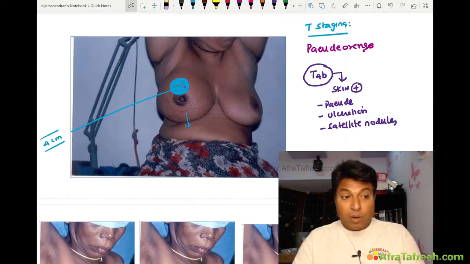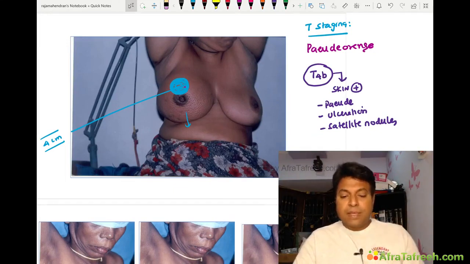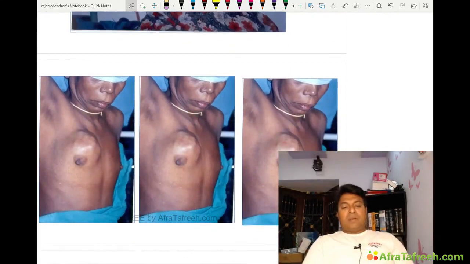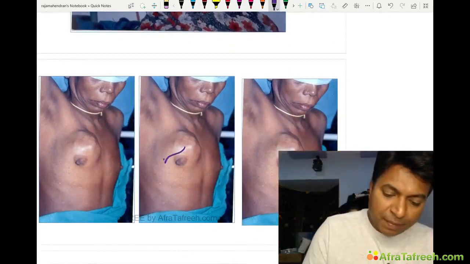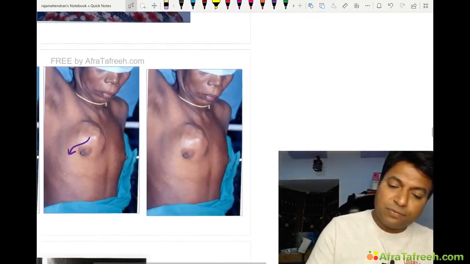T4B. No, I am not asking T4, I am asking T4B or A. This is T4B. So next question, the patient is having a tumor fixed to the chest wall. You can see the tumor is fixed to the chest wall. That is the ribs. What do you say this as? T4A.